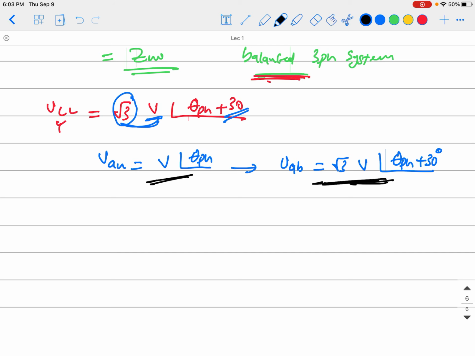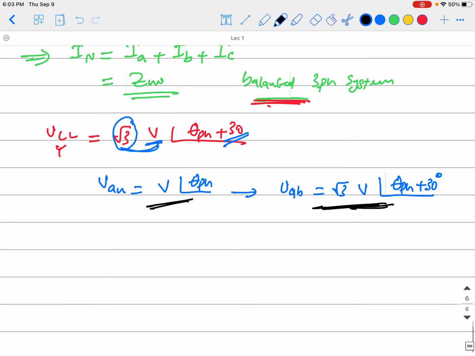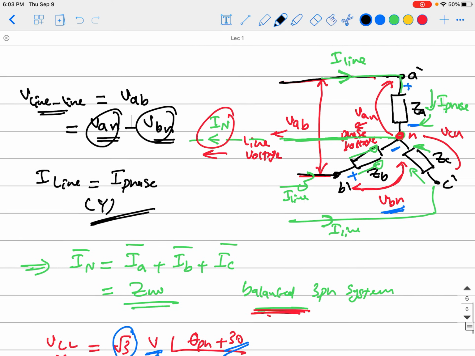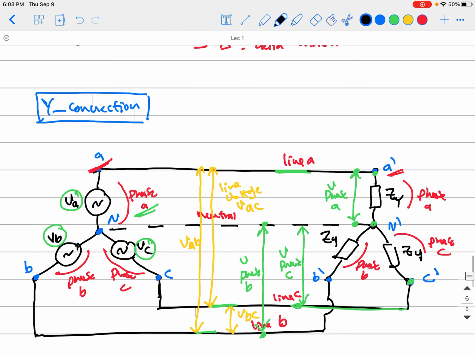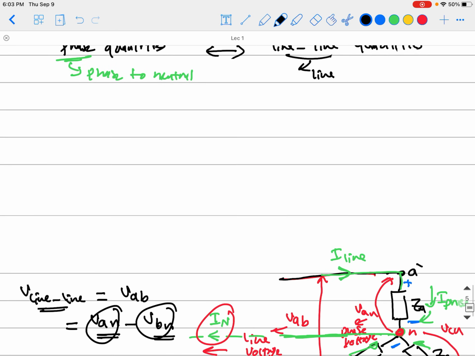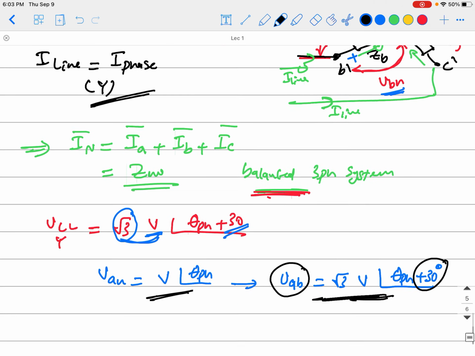So for a Y connected circuit, the I line equals I phase, but the V line to line VAB will equal square root of 3 times V, which is the phase RMS voltage, and you will have a 30 degrees phase shift in angle between them. Okay, guys? So that's all I need to talk about the Y connected circuit. The next time we'll continue this by explaining the delta connected systems and explore the differences between them.